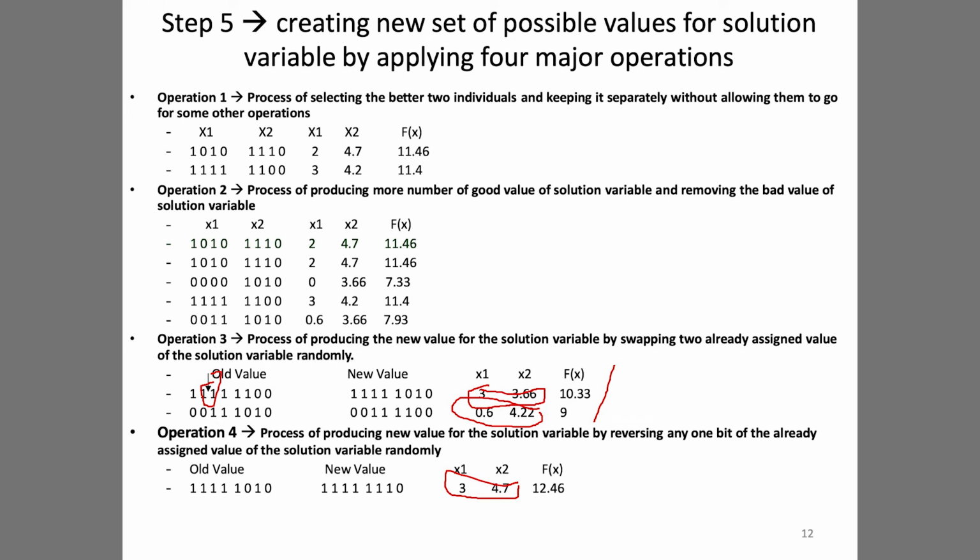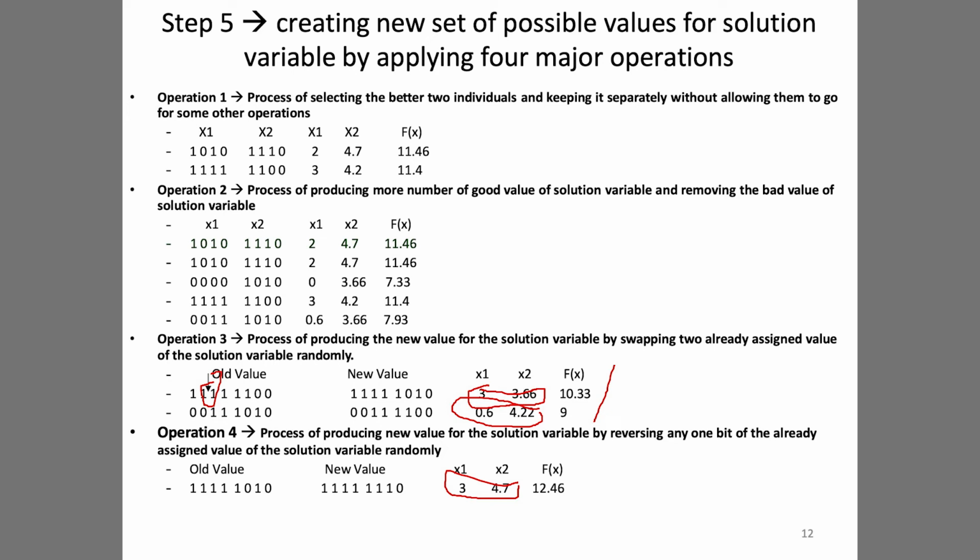Next comes operation 3. Operation 3 as well as operation 4 are very powerful operations as far as this algorithm is concerned. What is this operation 3? Operation 3 is called, in GA terminology, the crossover operation.